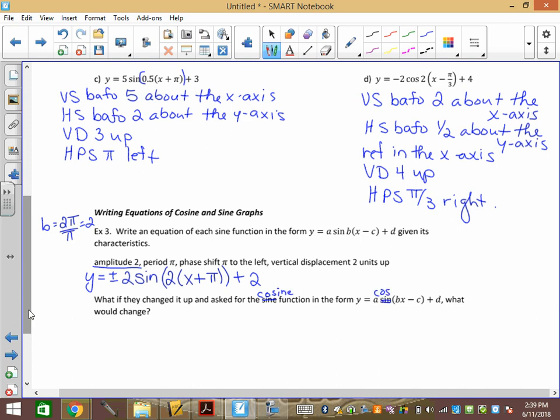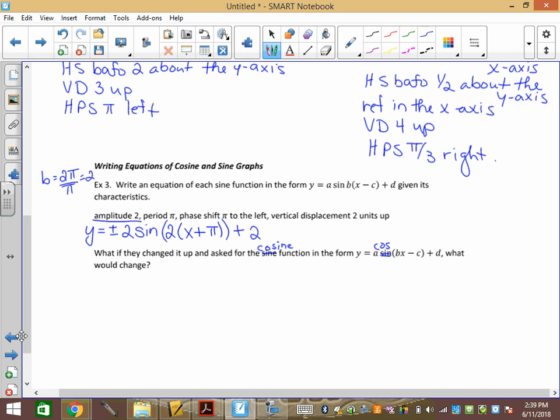So what if they changed it up and asked for the cosine function in the form y equals cos bx minus c plus d? What would change? Yeah, the horizontal phase shift. Yes, the cos would change. It's changed, the horizontal phase shift, because cos and sine are just a horizontal phase shift away from each other. So the C value.